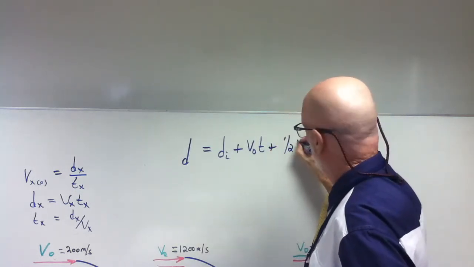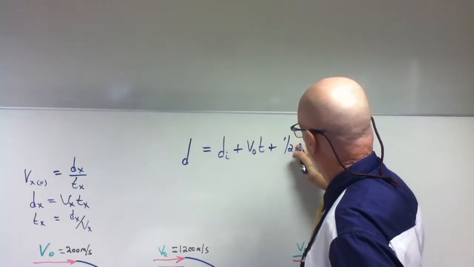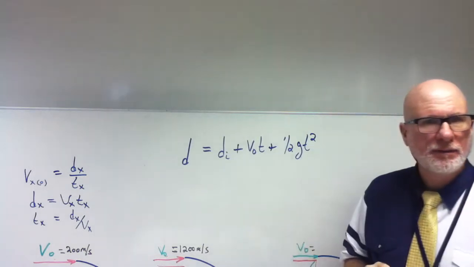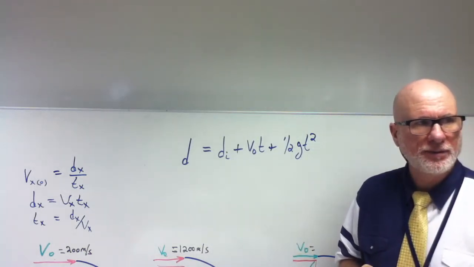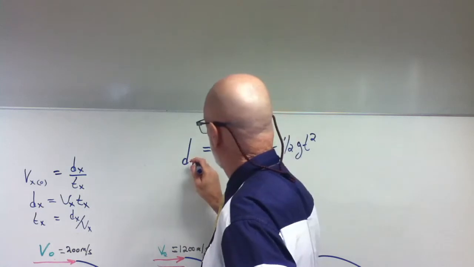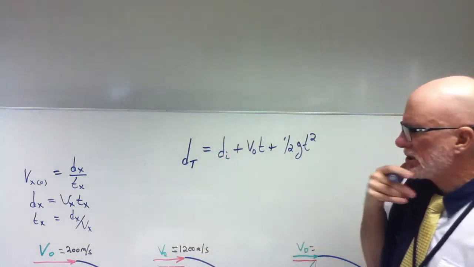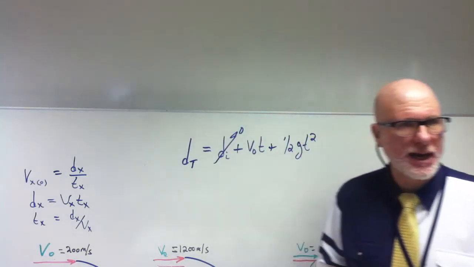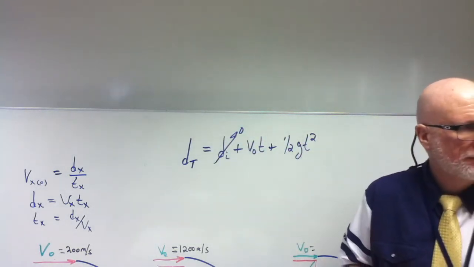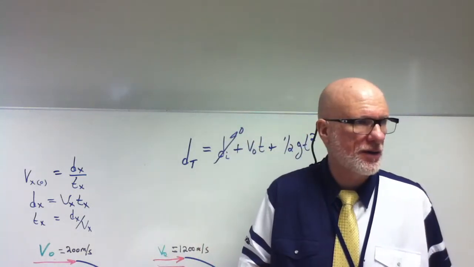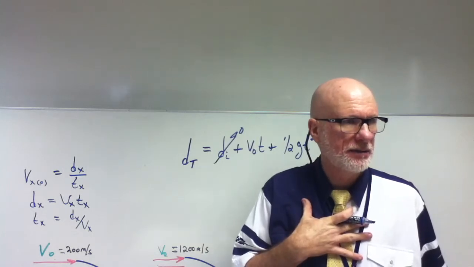Plus 1/2 GT squared, right? Is that right? Yes? Does that look familiar to you? Yes. Okay. This is total distance. But this initial distance is going to be 0 because we're starting at 0. We're starting at 0 as the top of the cliff. So when it falls, it's going to fall from 0. We're saying it's 0. Clear?